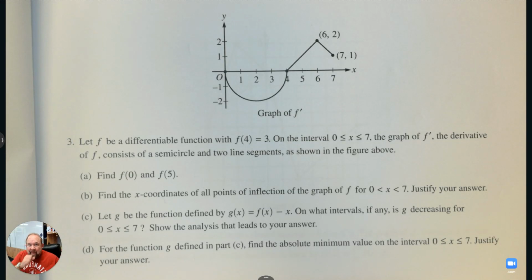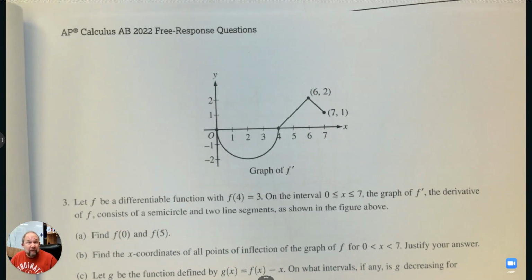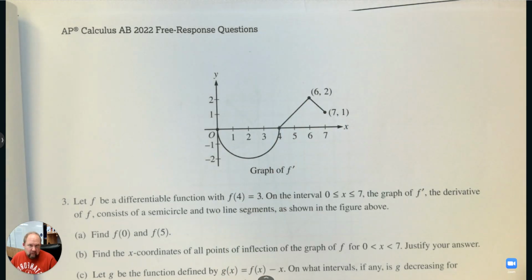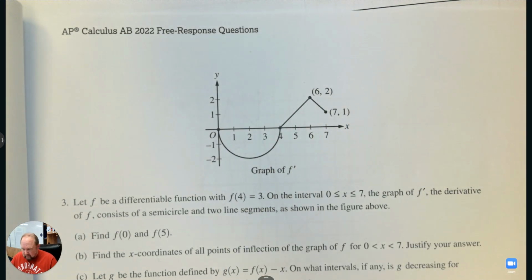All right. We're here at 2022. Every year there's a graph question. Every year there's a table question. So these are really important, and they're questions you can definitely get points on. There's no bagel here. You're going to get it.